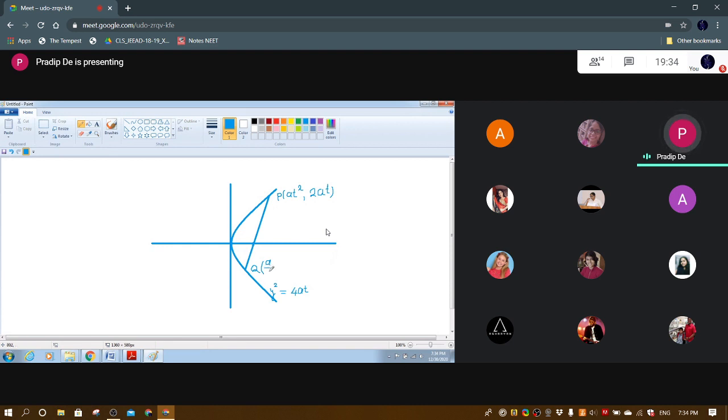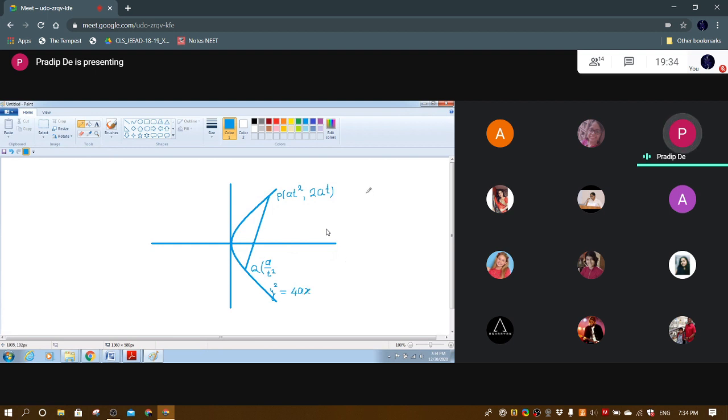A upon t square? Yes, sir. A upon t square? So is it y square equal to 480 or 4ax? Oh, okay. 4ax, yes. Y square equal to 4ax.